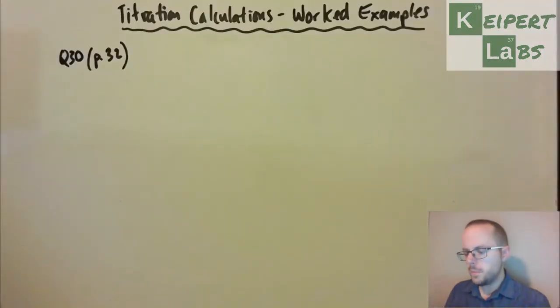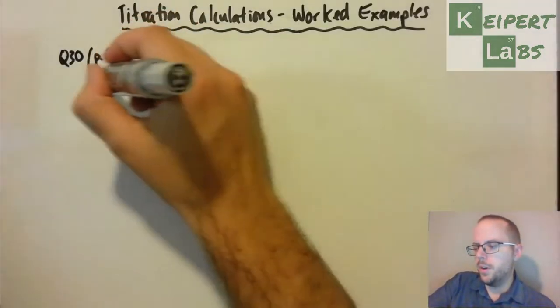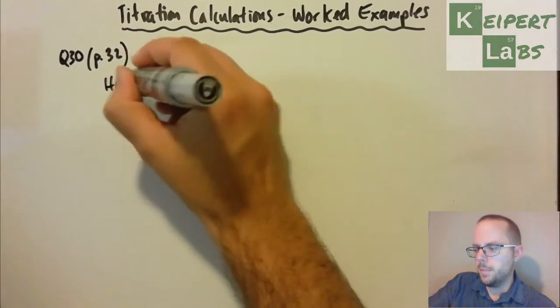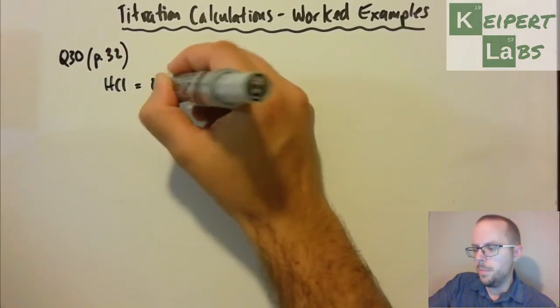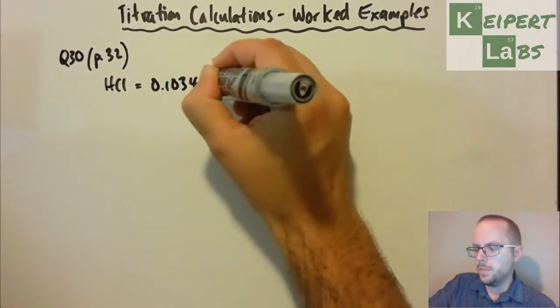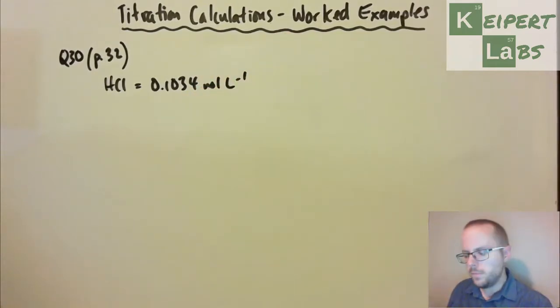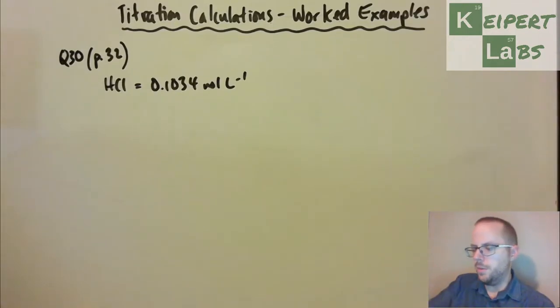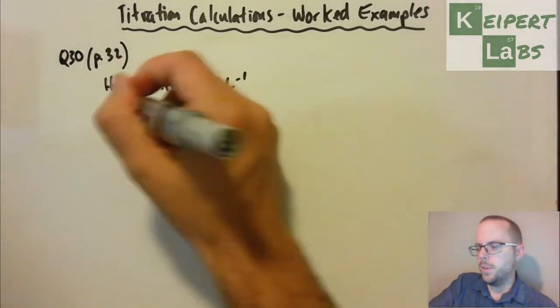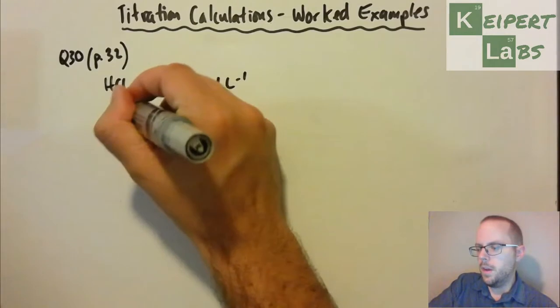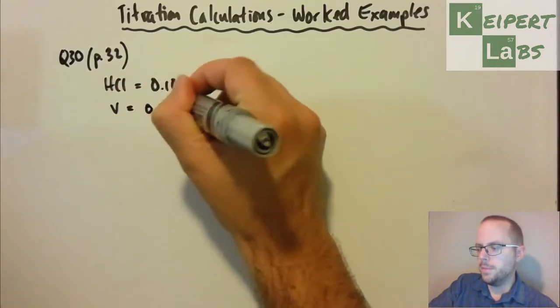So let's do that. We've got a sample of HCl, which is 1.034 moles per litre in concentration. And what we're told is that we have a volume of HCl of 25 mils.